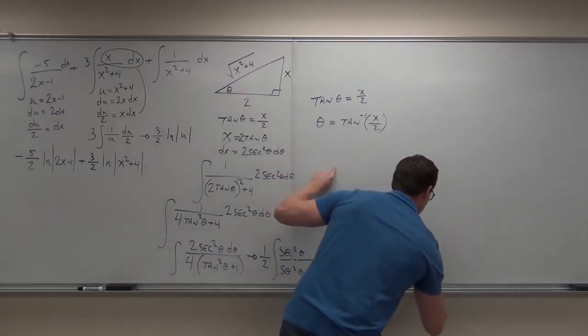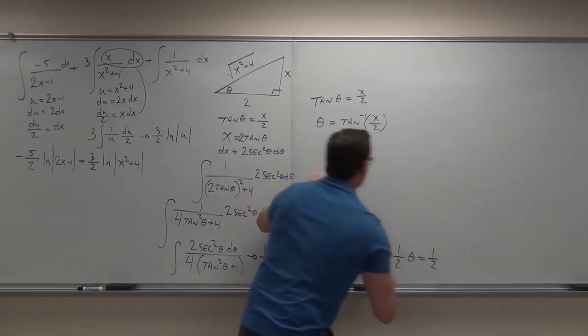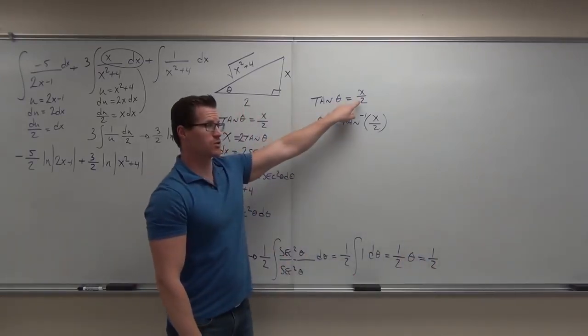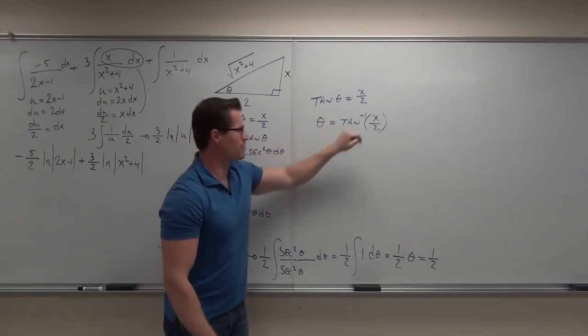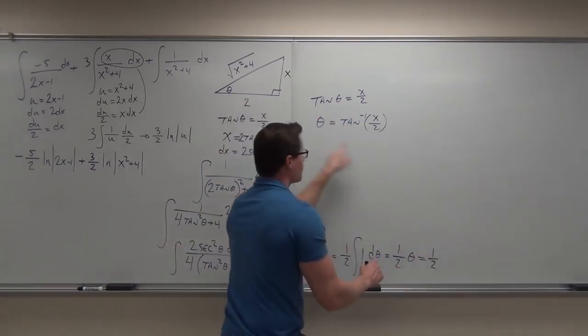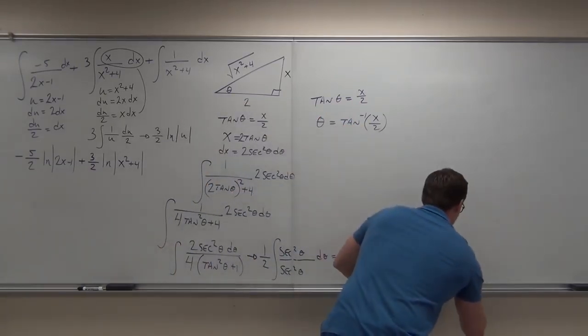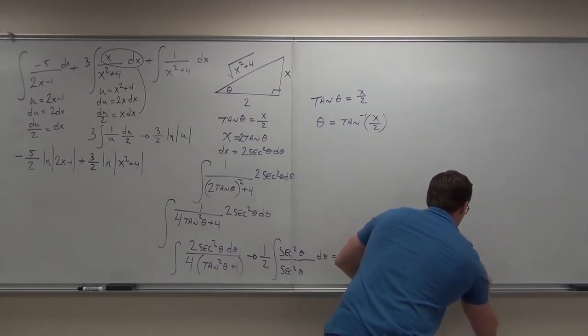If tan theta equals x over 2, this is if and only if theta equals tan inverse. Oh my goodness, this is where all your inverse integrals came from. Booyah. You just proved it. Then this is the same thing as 1/2. Tan theta equals x over 2, correct? Yeah. Theta equals tan inverse of x over 2. So 1/2 tan inverse x over 2.